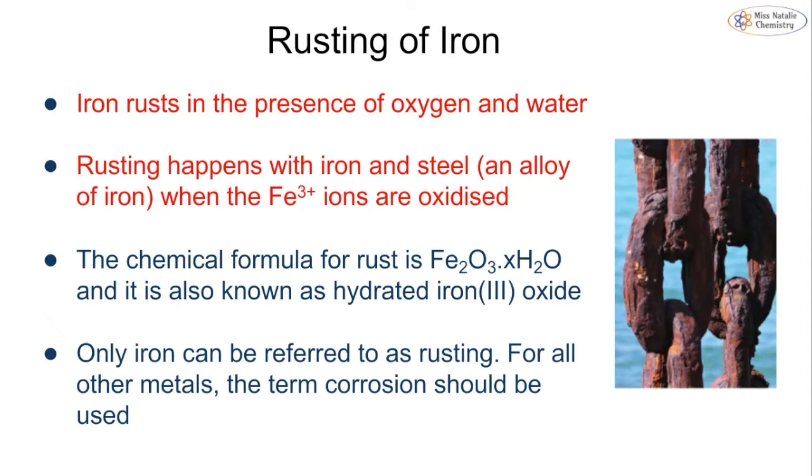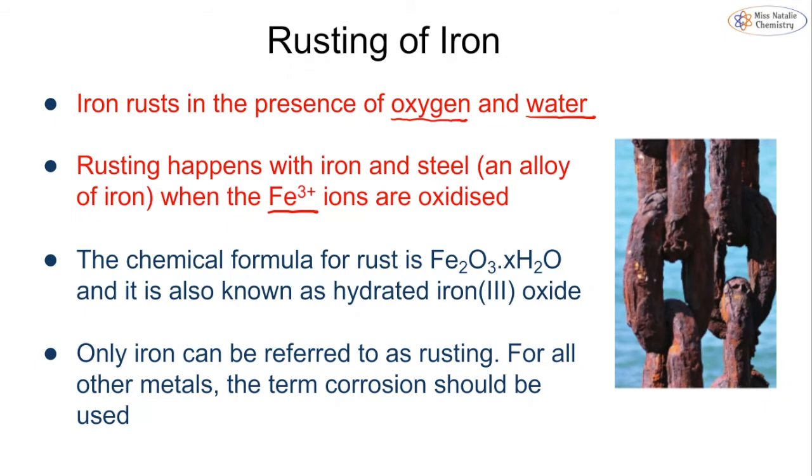So now let's look at the rusting of iron. Iron rusts in the presence of oxygen and water. Okay, so iron, being a metal, is going to form a compound known as iron oxide, which is sometimes known as rust, when it is in the presence of oxygen and water. And this happens when our iron 3 ions are oxidized.